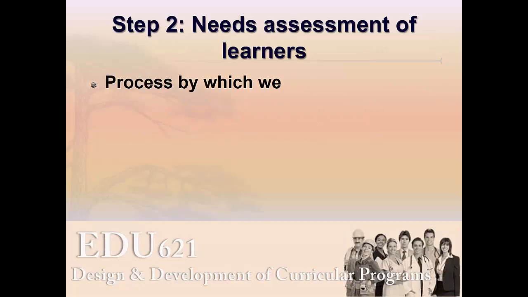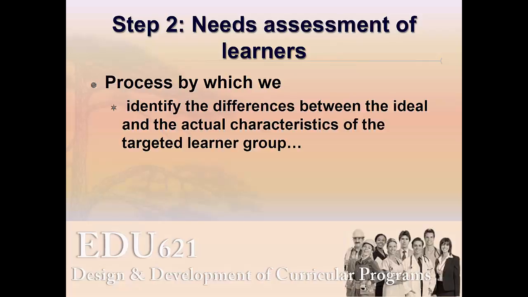Step 2 is the needs assessment of learners, and this is the process by which we identify the differences between the ideal and the actual characteristics of the targeted learner group. So you have to identify what would be the ideal characteristics of this targeted learner. Who is going to enroll in this program, and what are the ideal characteristics they must possess? Then, what are the actual characteristics that this group possesses?